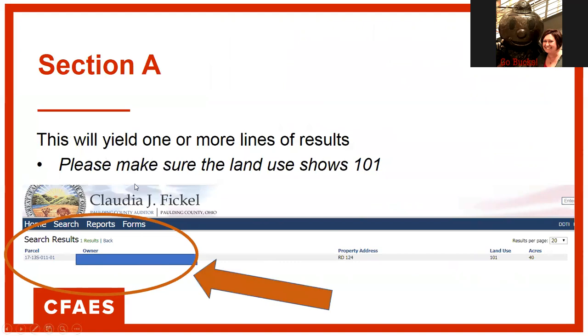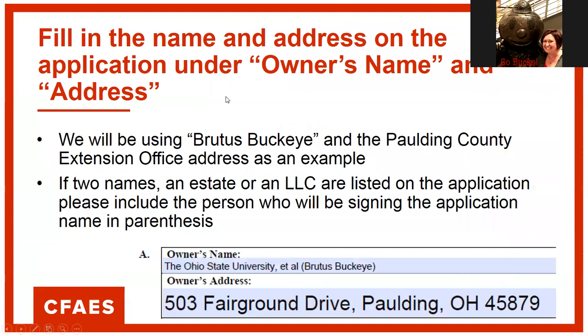The one thing I want to note is over on that right-hand side, make sure you're looking at Land Use 101. That needs to be there to apply for the Ag District. So you're going to fill your name and address on the application underneath owner's name and address. Again, we used Brutus Buckeye as our example and the Paulding County Extension Office address as the example. I pretended like maybe this was a trust, and so the Ohio State University et al. And then the person who would be signing is Brutus Buckeye.